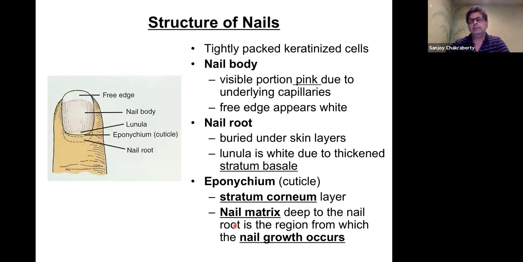So this is how the nail looks. That's the free edge of the nail. This area appears as a color, but they don't have a color. It appears colored because of the blood vessels underneath it. It appears pinkish because of a lot of blood capillaries. And these are the lateral grooves on the two sides. So the nail goes this way.